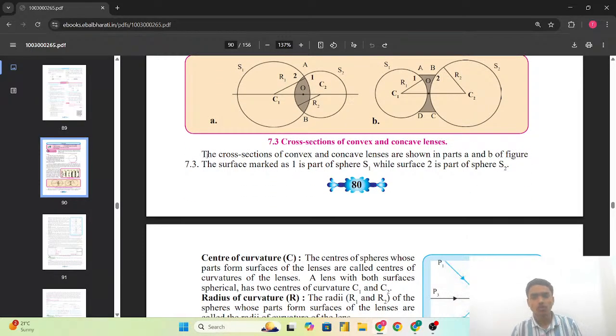The cross sections of the convex and the concave lenses are shown in parts A and B of figure 7.3. Surface marked as 1 is part of the sphere S1, while surface 2 is part of the sphere S2.